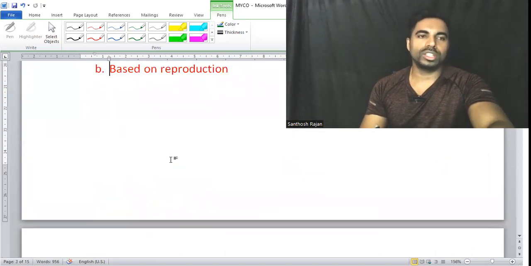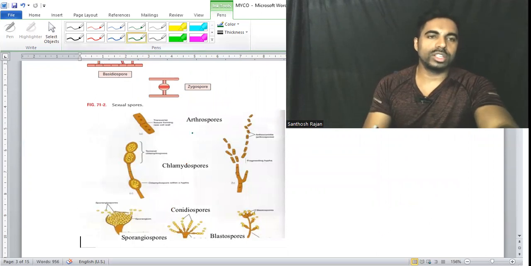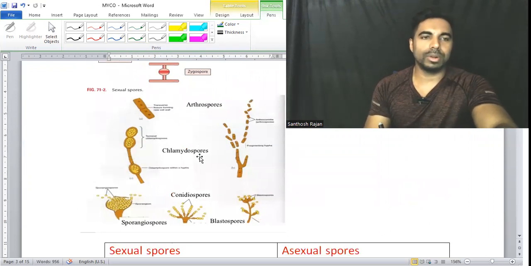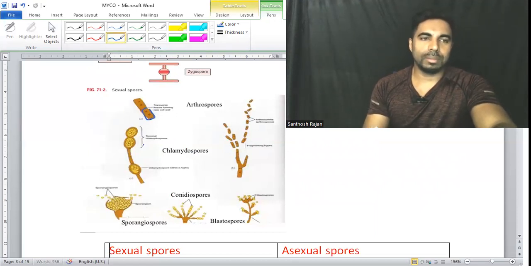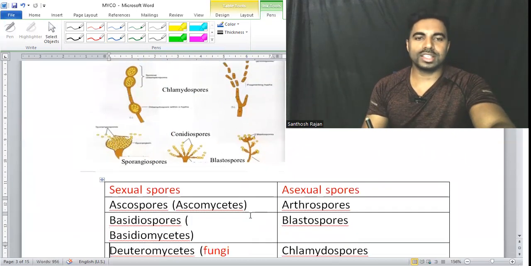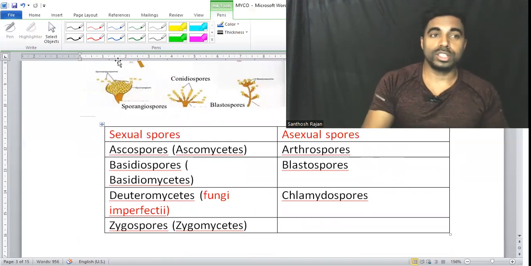Now, based on reproduction, we have sexual and asexual spores. You don't have to know all the morphology and how it looks. Just see this example. Arthrospore is rectangular like this, and these are the chlamydospores. Sporangiospores and conidiospores are for detailed study. But what is important is which are sexual spores and which are asexual spores.